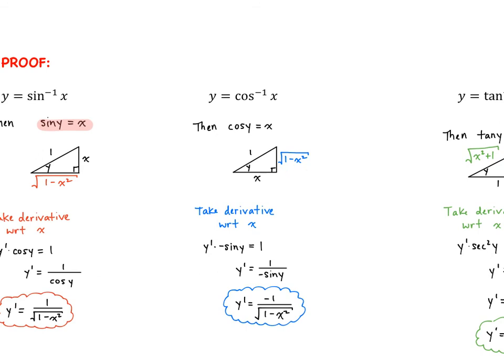Taking the derivative of this quantity from up above, the derivative of cosine is negative sine of y. The derivative of x is 1. Getting y prime all by itself, we're able to get 1 over negative sine of y. And then when we plug that in using our triangle, the sine of y equals the square root of 1 minus x squared over 1. And we get this quantity, okay?